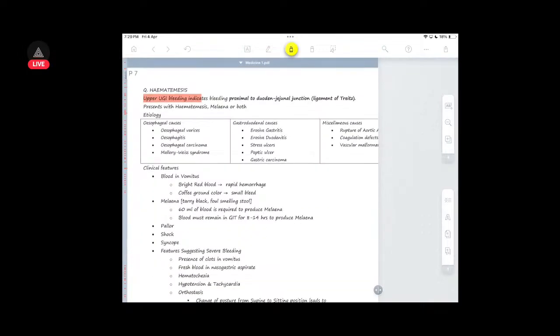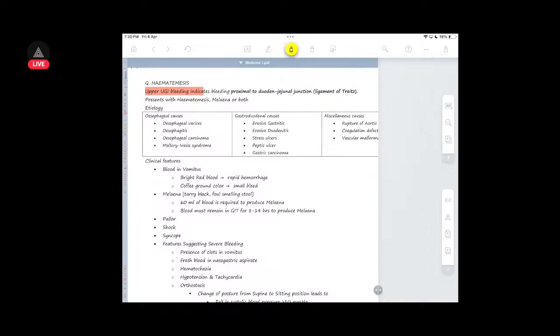Then going on, you have hematemesis, where you have upper GI bleeding, which indicates bleeding proximal to the duodenojejunal junction. Basically, hematemesis is proximal to the duodenojejunal junction. Because the ligament of Treitz, it's called, it is hematemesis.